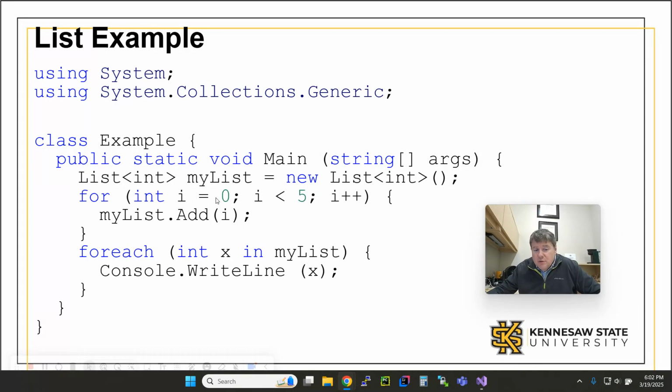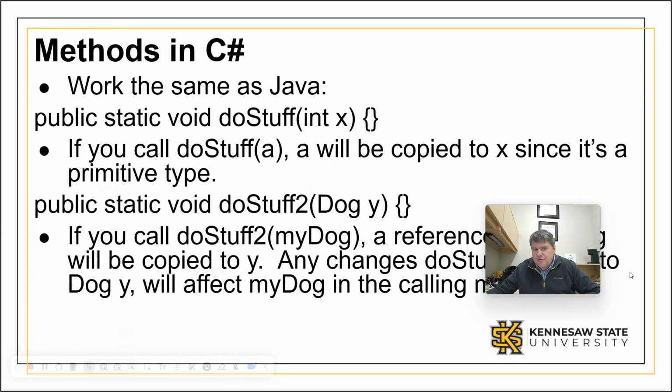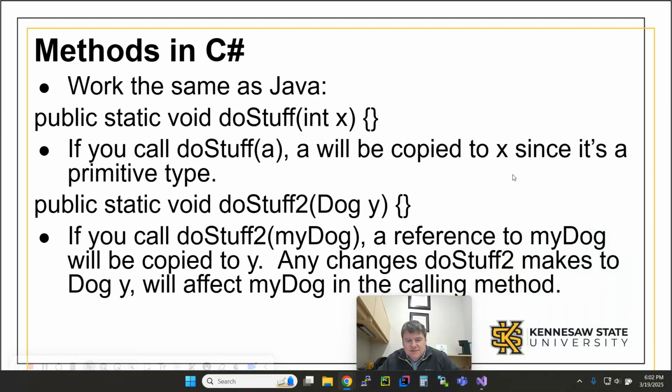For i equals 0 to 5, myList.Add(i), that's going to put 0, 1, 2, 3, and 4 into the array list. And then for each int x in myList, that's the foreach loop to print out all of the items in there. So that prints out the content of the array list. This is just going to print out 0, 1, 2, 3, 4, each on a line by itself. All right, so that's how you use the equivalent of array lists, which are really called lists.